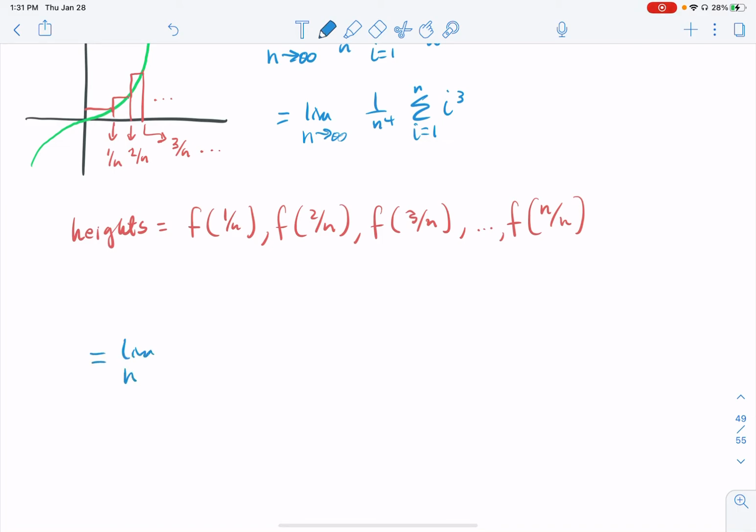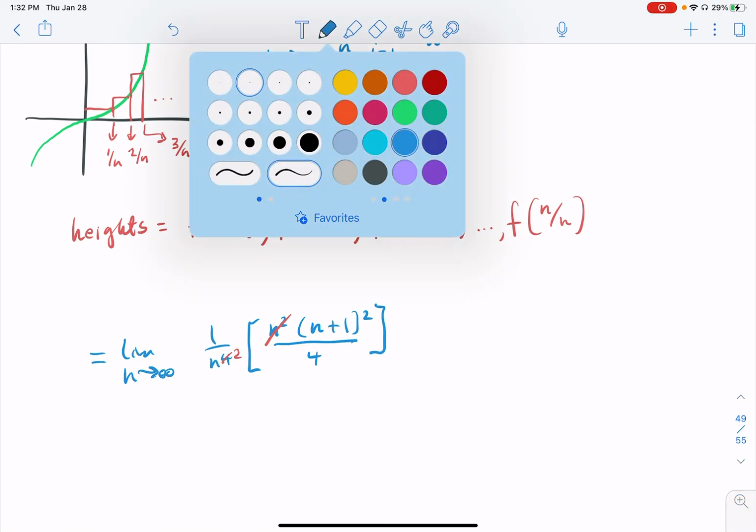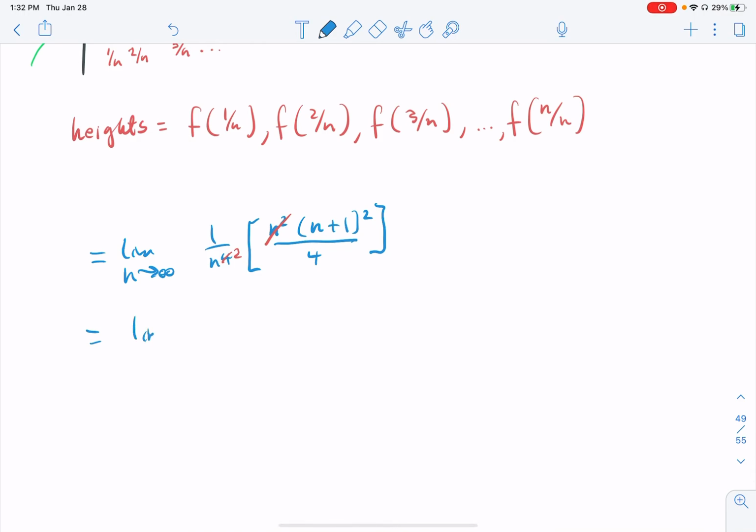The limit as n goes to infinity, 1 over n to the 4th, and this summation turns out to be, I'll put brackets right here, n squared, n plus 1 squared over 2 squared, which is 4. Okay. All right, and then we can do a little bit of cancellation. Get out your crayon. Cancel out this with 2 factors of n down here at the bottom. Is equal to the limit as n goes to infinity of n plus 1 quantity squared over 4n squared.